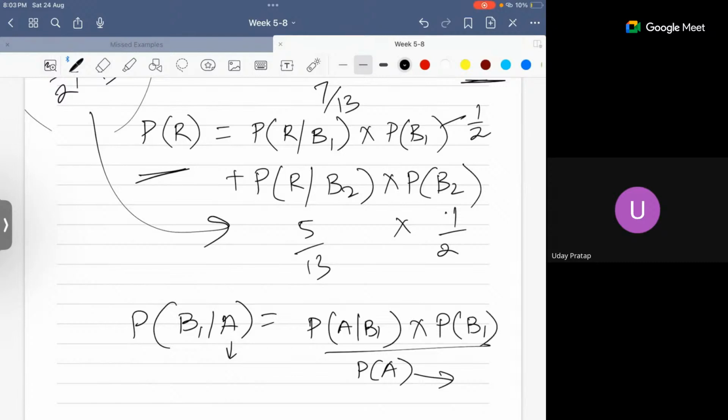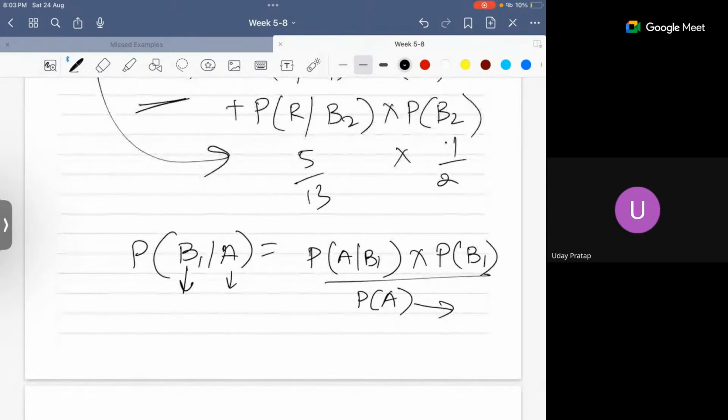Yeah, this event is what? Probability of choosing box A, okay. So this is simple, right? You can calculate it directly, the denominator part. The numerator part also can be calculated.